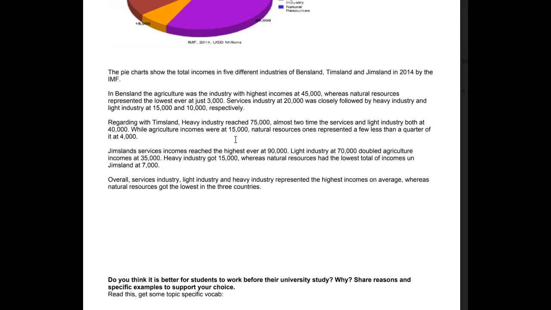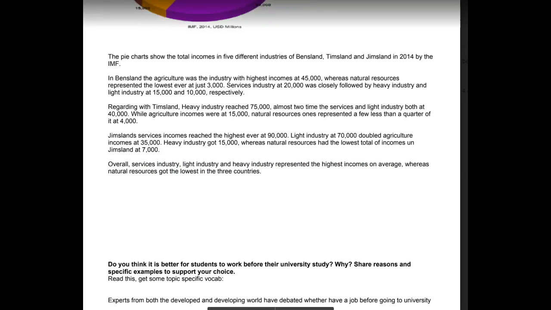Okay, all right, so overall, services industry, light industry, and heavy industry. Let's see, the services industry, light industry, and heavy industry represented the highest incomes on average, whereas natural resources got the lowest in 3 countries. Okay, that's fine.